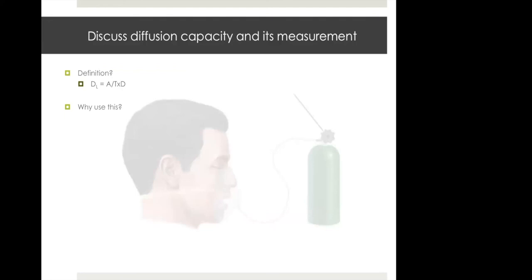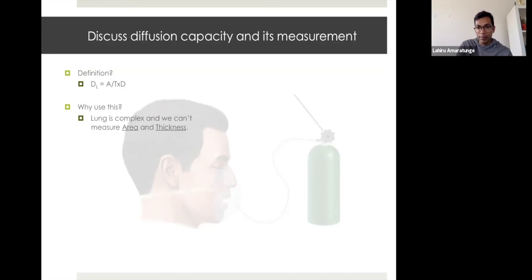The D is specific to the gas that you're measuring, so they just sort of lump them all together. Right. It's too difficult to measure, and like with a lot of things in maths and measurement, you can just lump things together in this kind of variable. And it still gives a very meaningful value that we can use for clinical purposes.